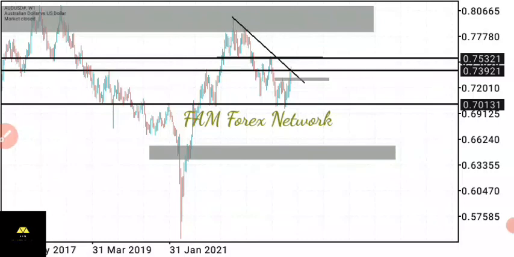You understand? So the main key to every trading is what? Top down analysis. Top down analysis is everything you need. Top down analysis.